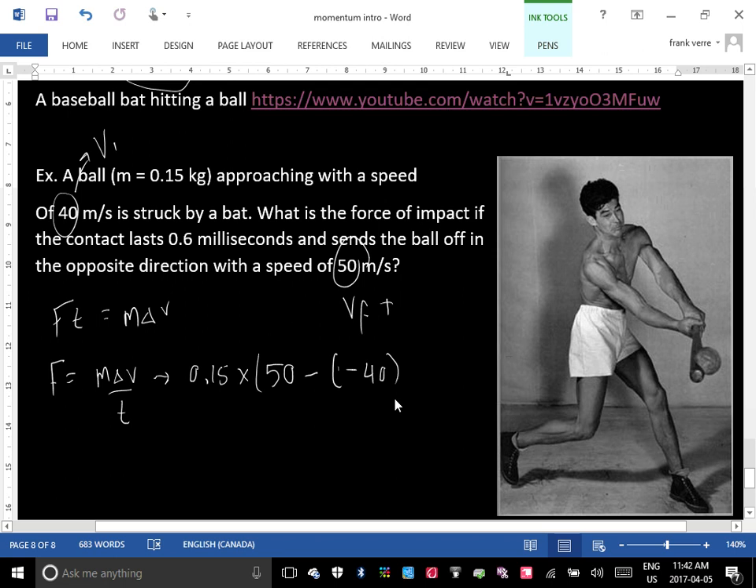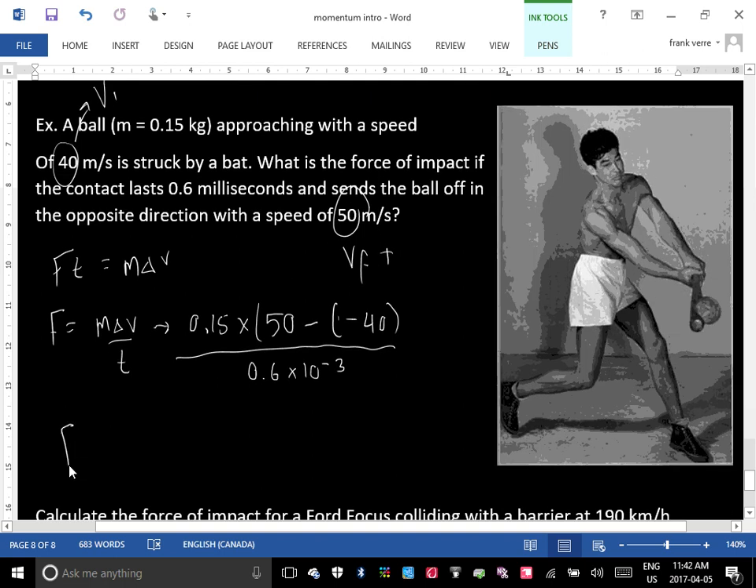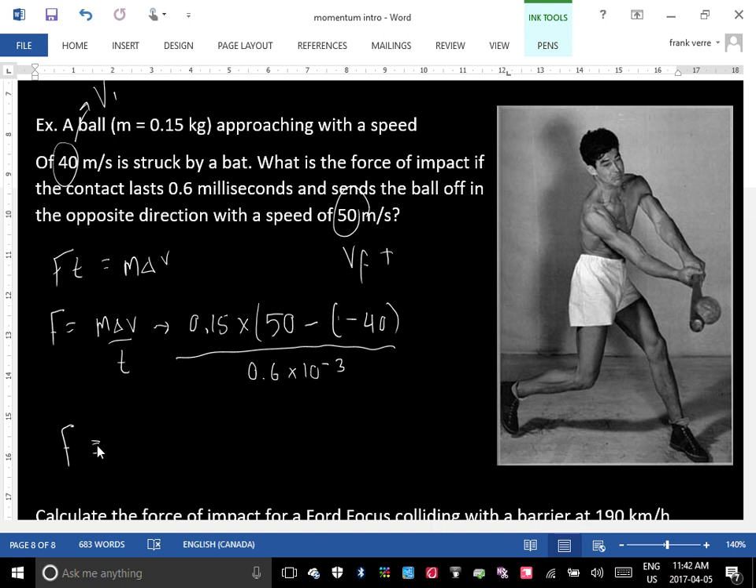So it's m times the change in speed over the time in seconds. Now, 0.6 milliseconds would be 0.6 times 10 to the negative 3 seconds. All right? And you'll have your force. So, what is the value for that force? Let's work this out. So, 0.15 kilograms times the change in speed, which is 90, over 0.6 milliseconds. What is that force?